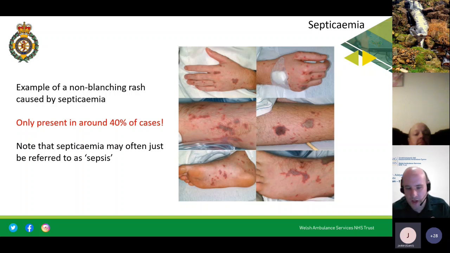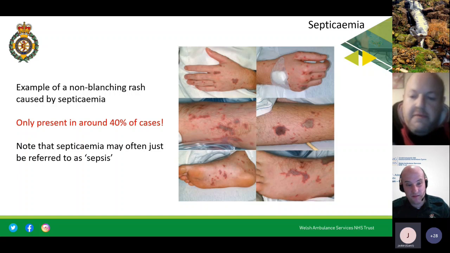So what the non-blanching rash is basically is looking at this rash, you would put a glass over it, roll the glass over it, and it does not disappear. If you had a heat rash or anything, it would do the same as you would do if you're doing a cap refill. It will go white and disappear and then come back once you've rolled over it. But with a non-blanching rash, it would not go away with that glass test. But remember, only 40% of cases have it, and it's a very late stage, so we may not see it in the pre-hospital environment.